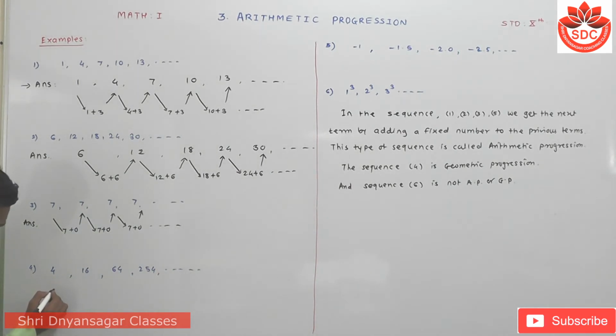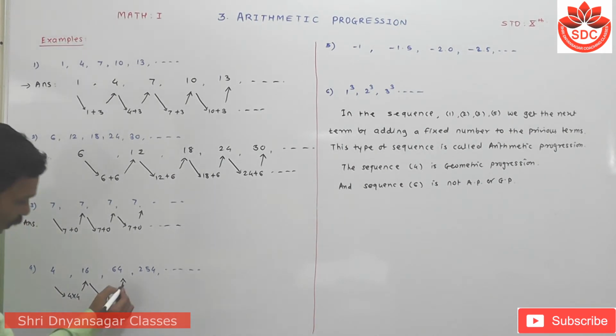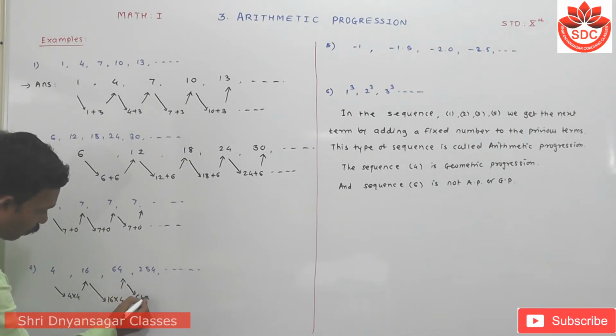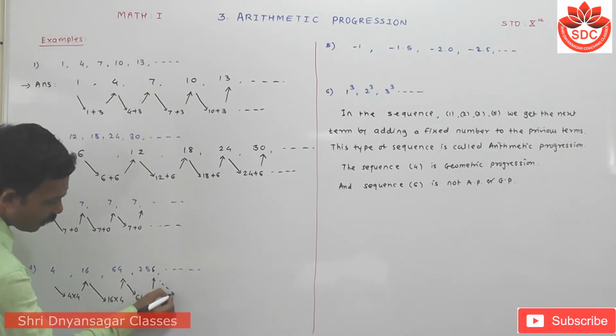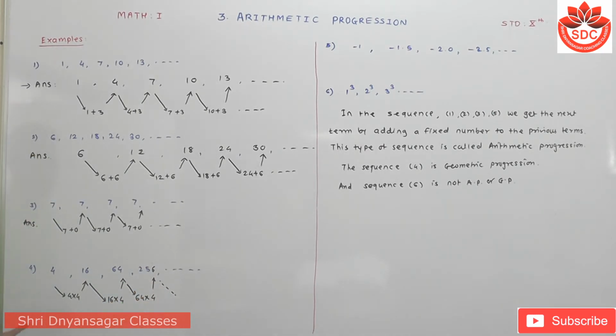Now when we multiply this 4 by 4, it becomes 16. Then if you multiply this 16 by 4, it becomes 64. When we multiply this 64 by 4, we get 256. Then the next number is also obtained by multiplying by 4. Here you have to multiply each previous term by 4.